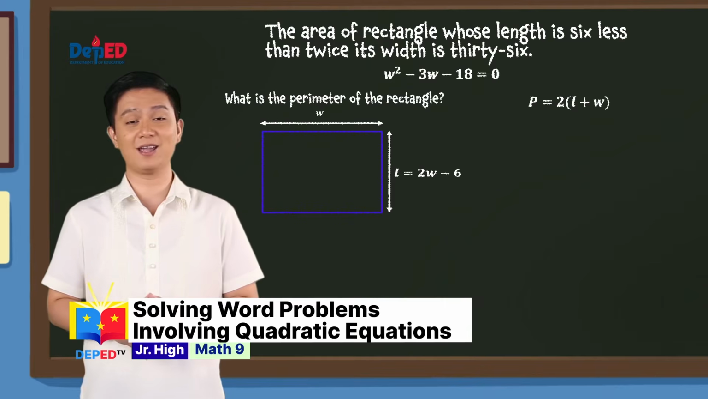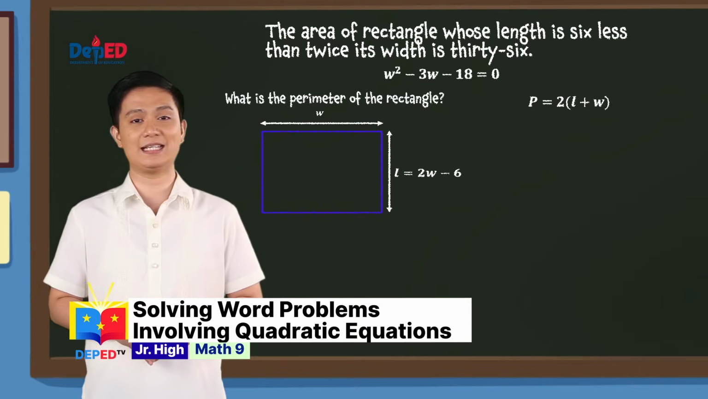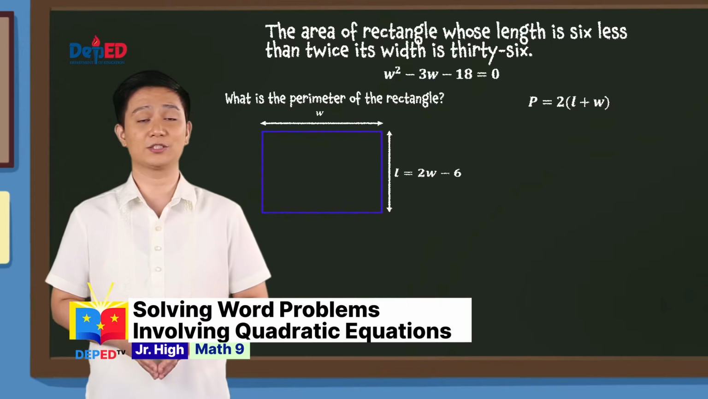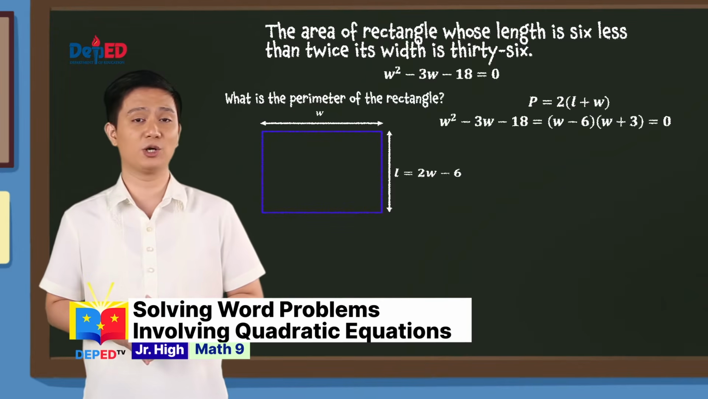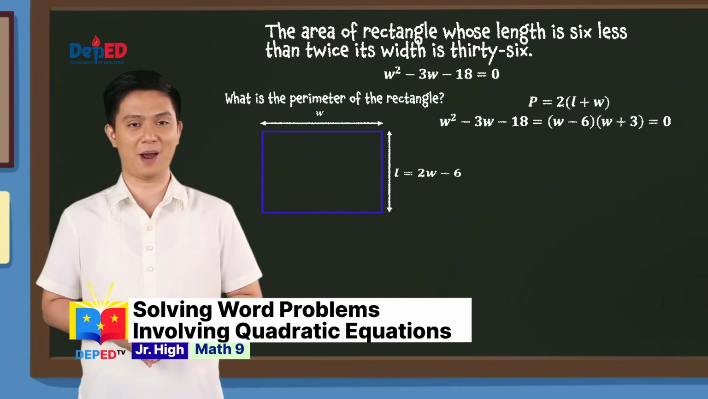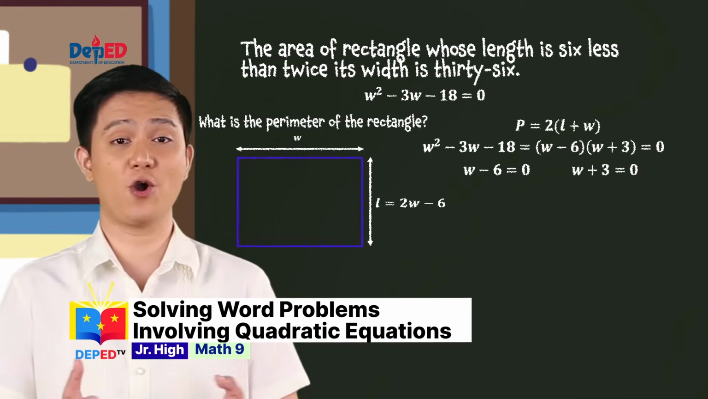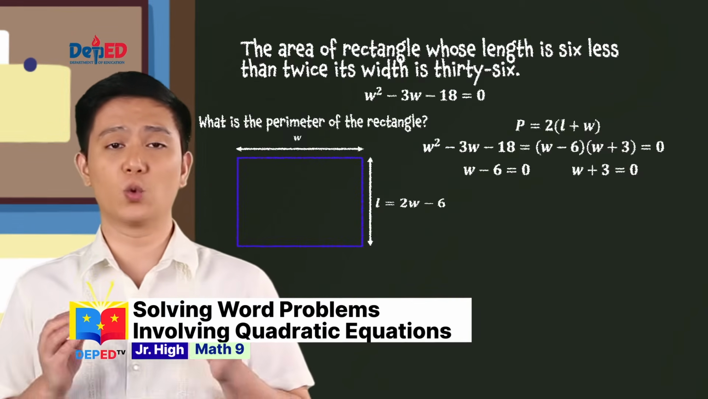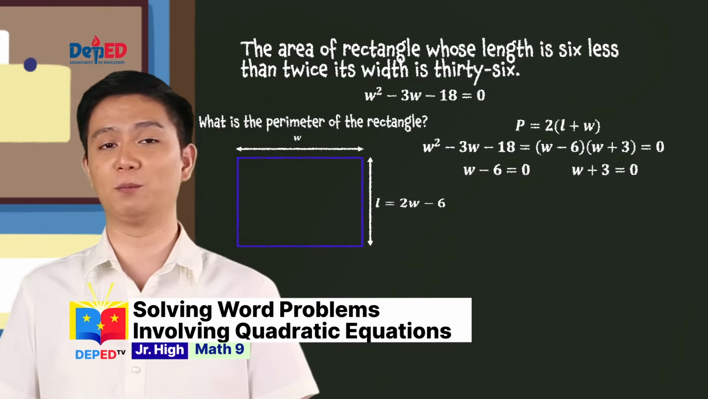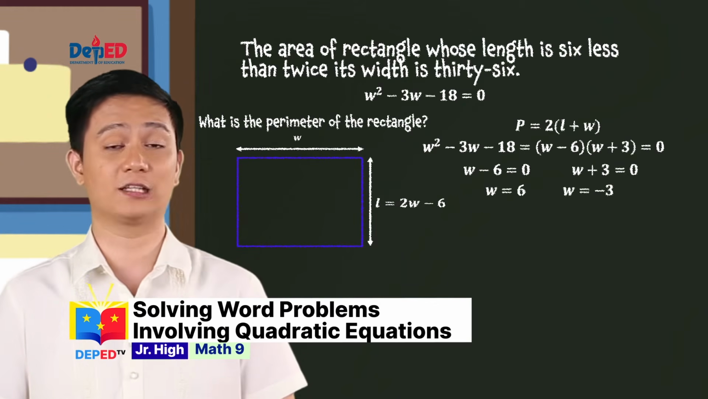And we can do so by solving the equation w squared minus 3w minus 18 equals 0, where w represents the width. The trinomial w squared minus 3w minus 18 can be expressed as the product of the binomials w minus 6 and w plus 3, and the product should be equal to 0. And so, by equating each factor to 0, we must find that the values of w that satisfy the quadratic equation w squared minus 3w minus 18 equals 0 are 6 and negative 3.